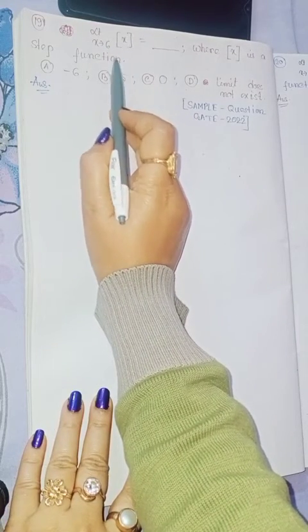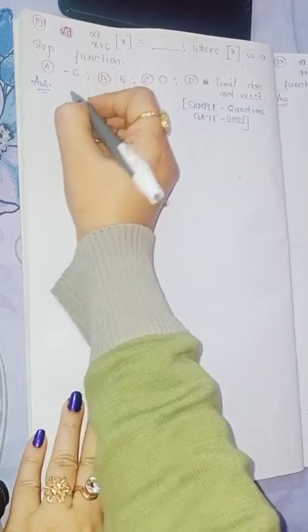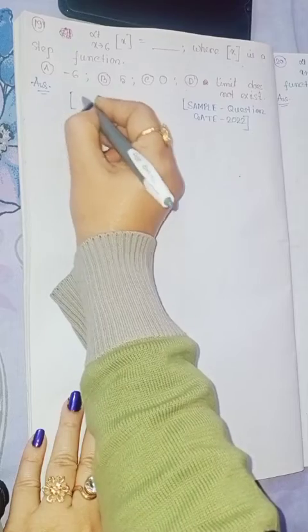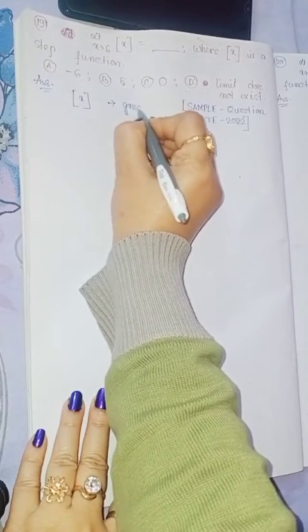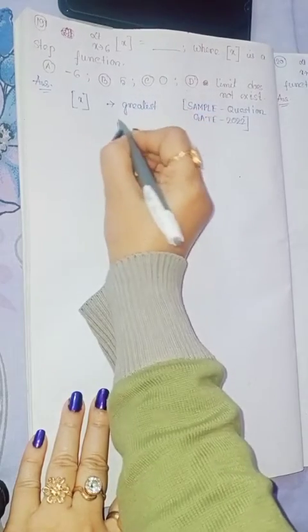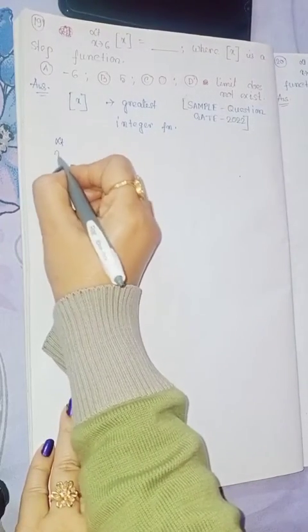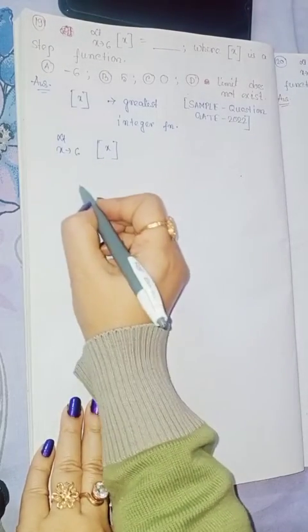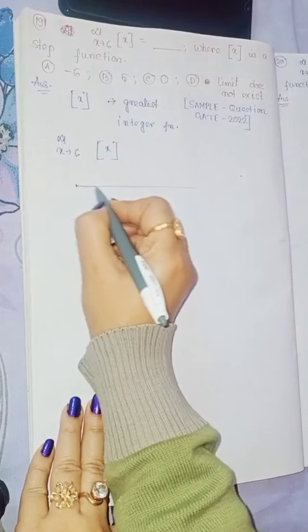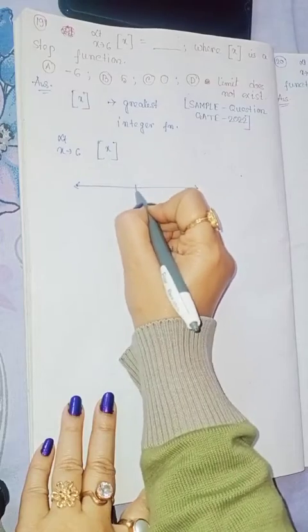We know floor of x means the greatest integer function. Okay, now limit x tends to 6 of floor of x. So how do we plot floor of x on the number line?